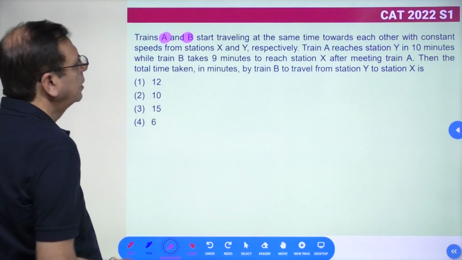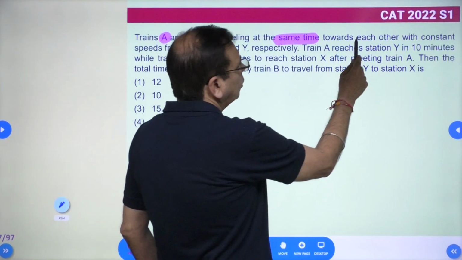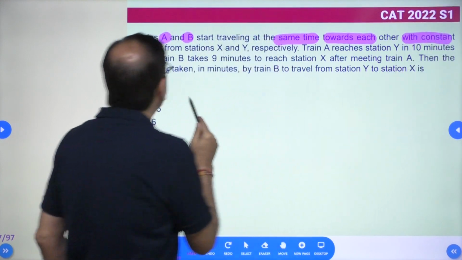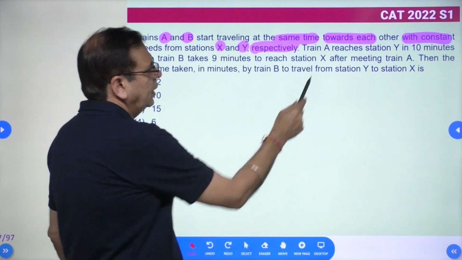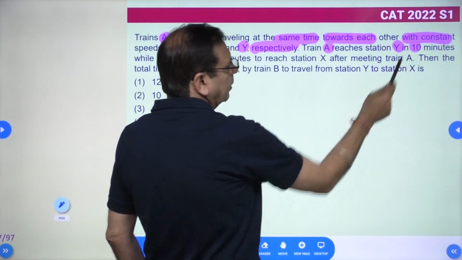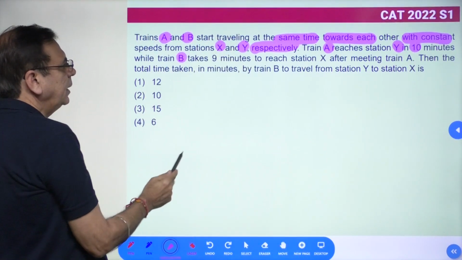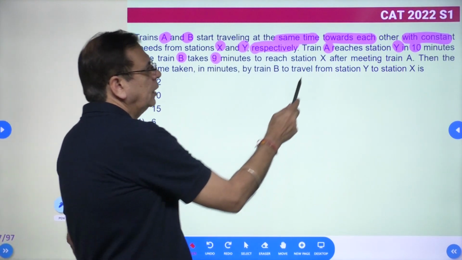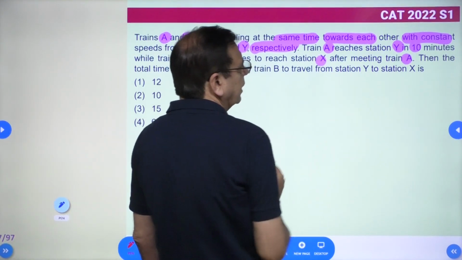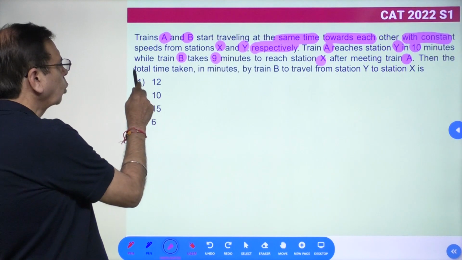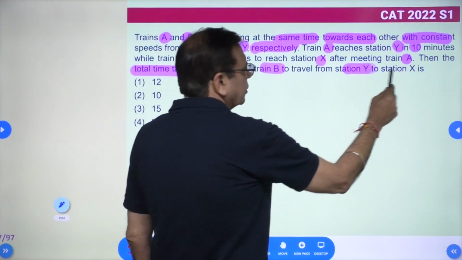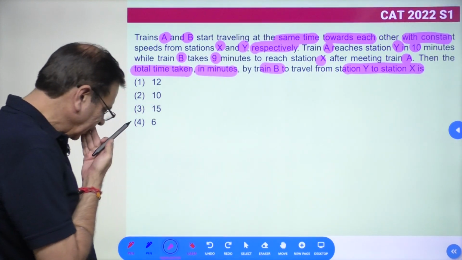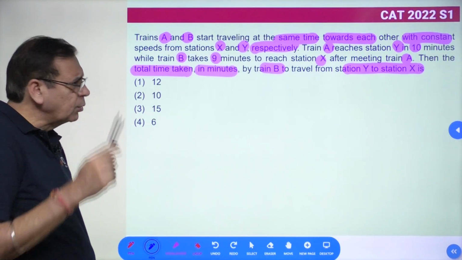Trains A and B start traveling at the same time towards each other with constant speeds from station X and Y respectively. Train A reaches station Y in 10 minutes, while train B takes 9 minutes to reach station X after meeting train A. Then the total time taken in minutes by train B to travel from station Y to station X is how much? Now, there are two or three things in this question.